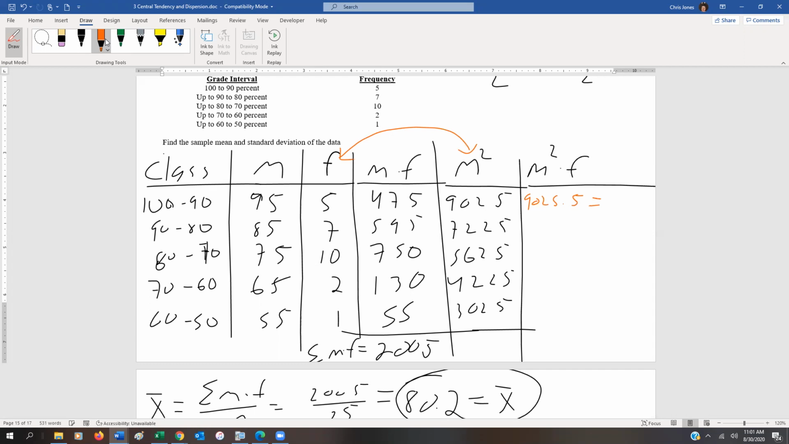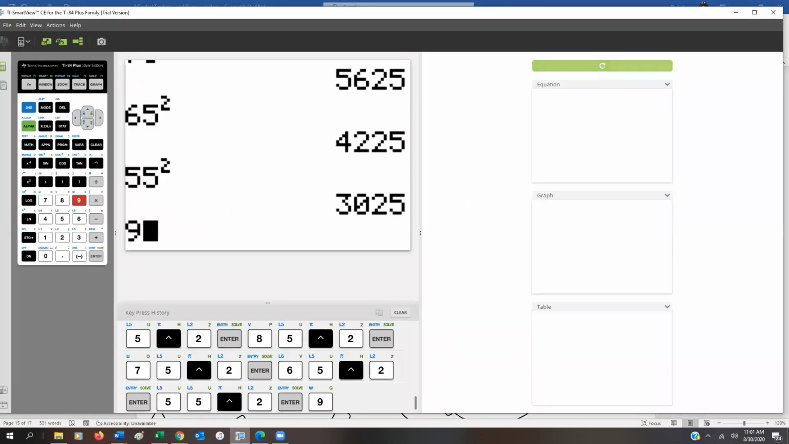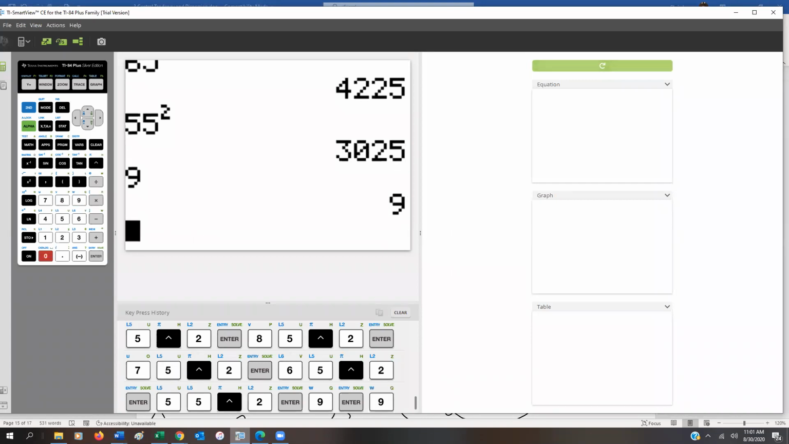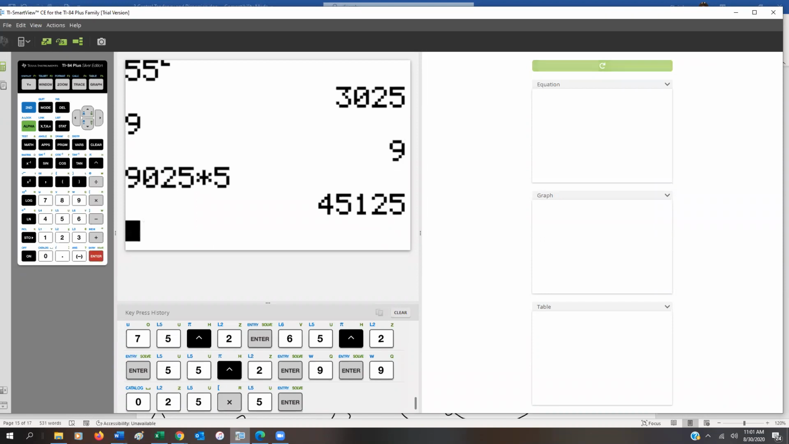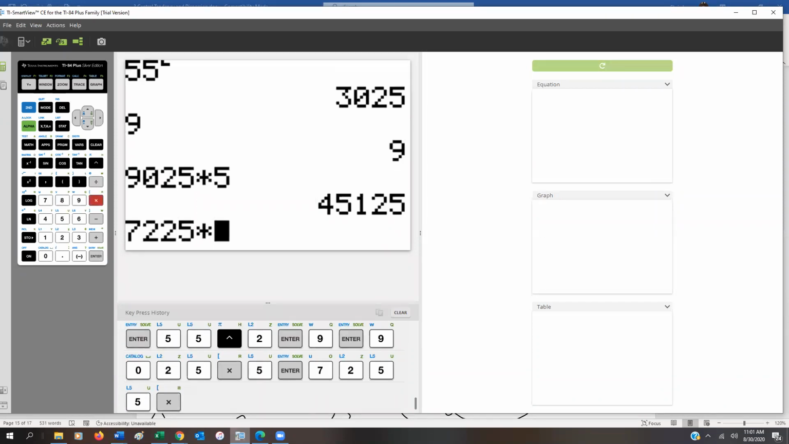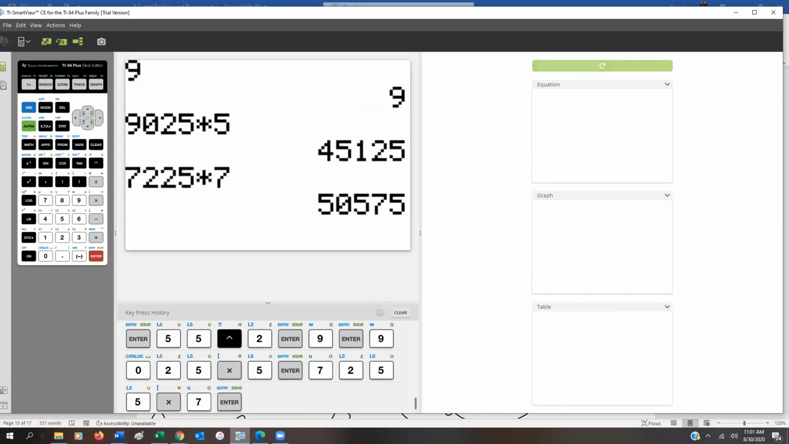All right, and so I'll do this in the calculator. So 9025 times 5. All right, and so notice we're getting these really big numbers. Remember we had 7225, and we're going to multiply that by the frequency of 7. Now I'm not going to do all of these, but I'm just illustrating that this is how you guys would go through and get that m squared f column.